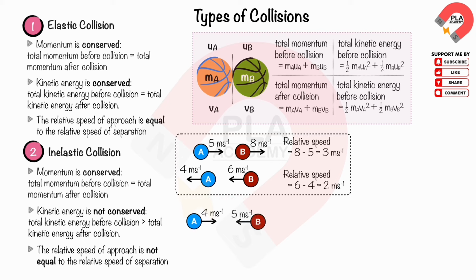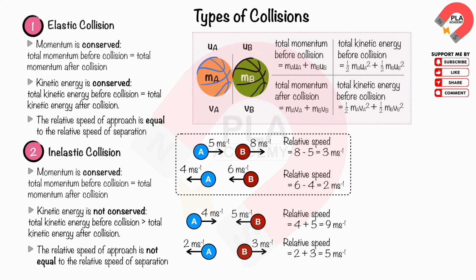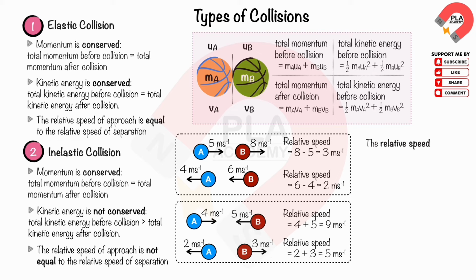When ball A has a speed of 4 meters per second to the right and ball B has a speed of 5 meters per second to the left, the relative speed equals 4 plus 5, which is 9 meters per second. When ball A has a speed of 2 meters per second to the left and ball B has a speed of 3 meters per second to the right, the relative speed equals 2 plus 3, which is 5 meters per second.